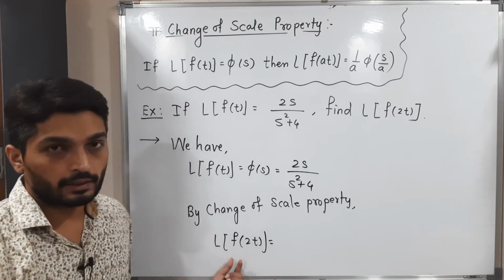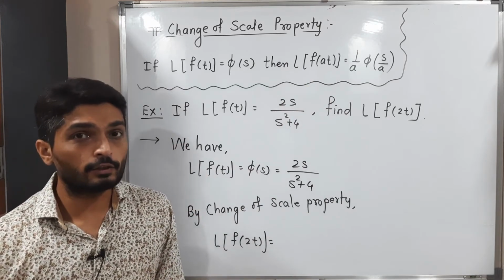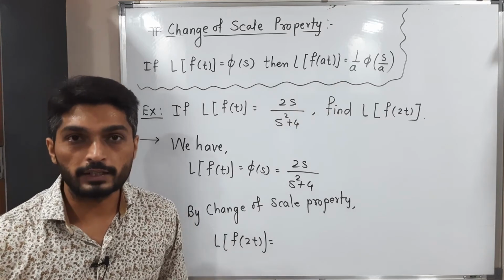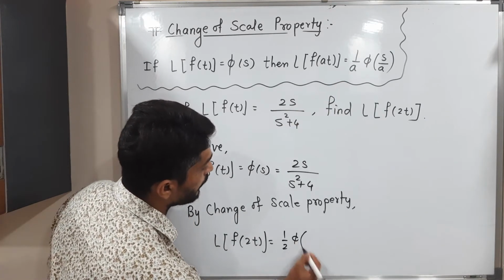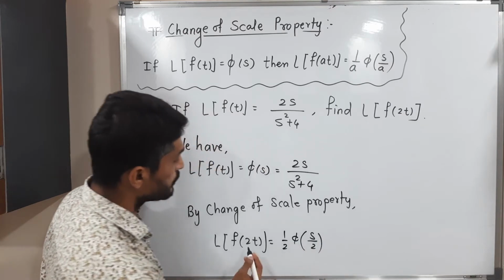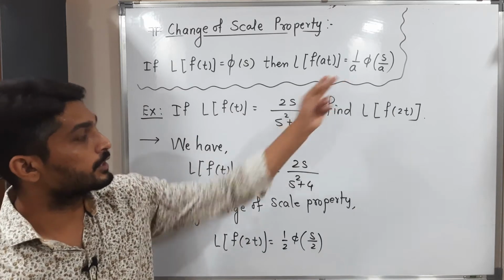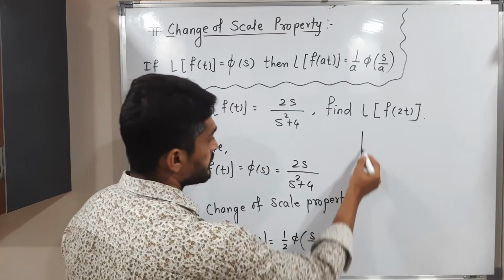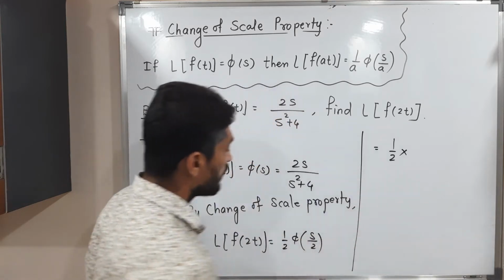If you compare this bracket with this Laplace, you can easily see the value of a is 2. So in this formula we can put the value of a equal to 2 and write 1 by 2 phi of s by 2. Since 2t we want and here we have at, so a is equal to 2. Using this formula we got 1 by 2 phi of s by 2.